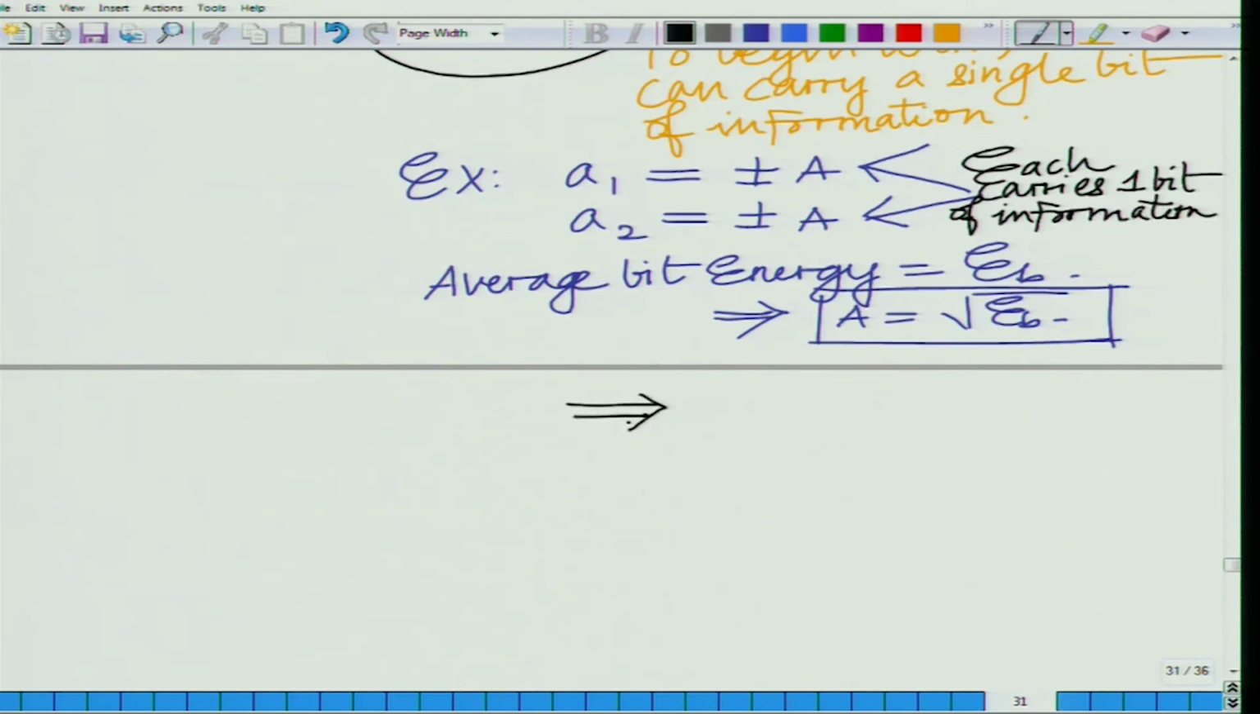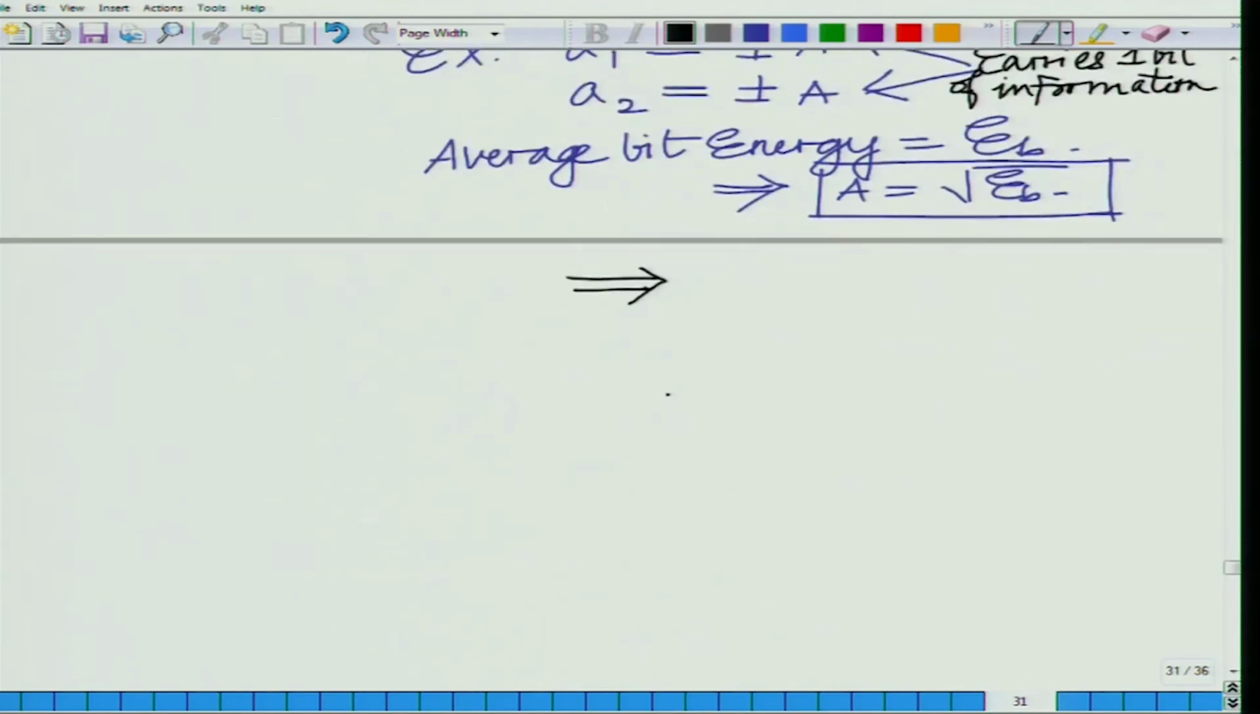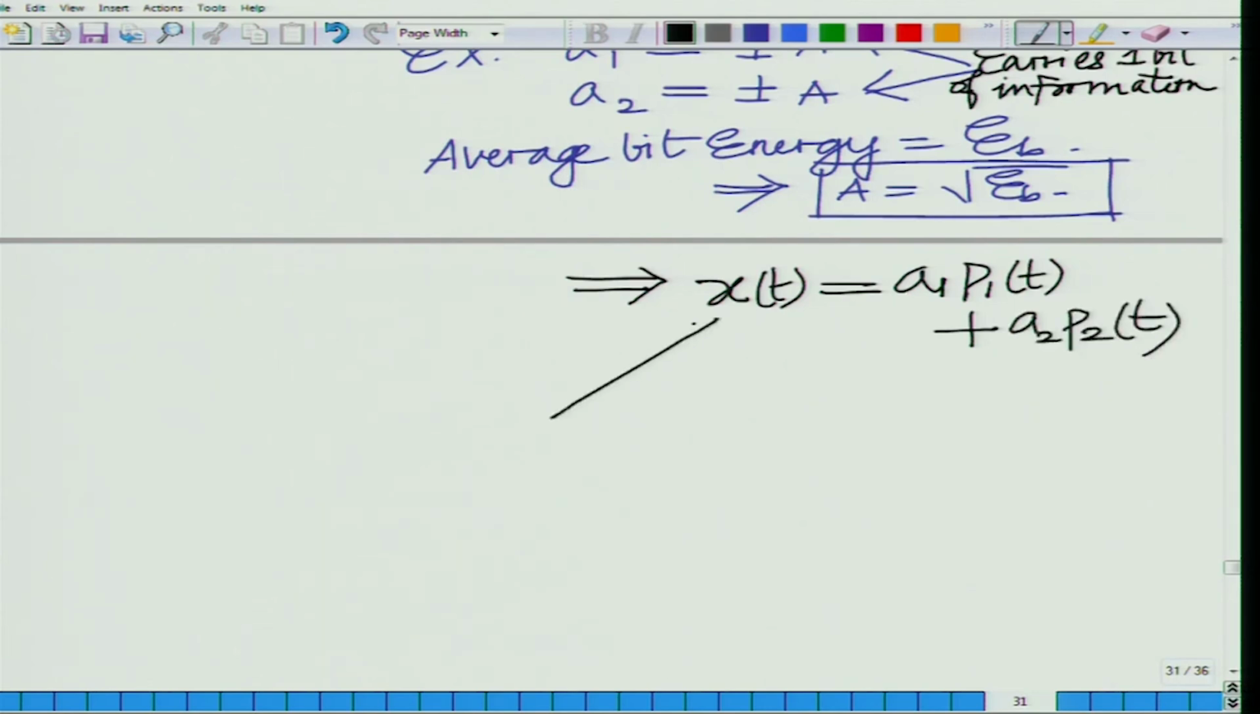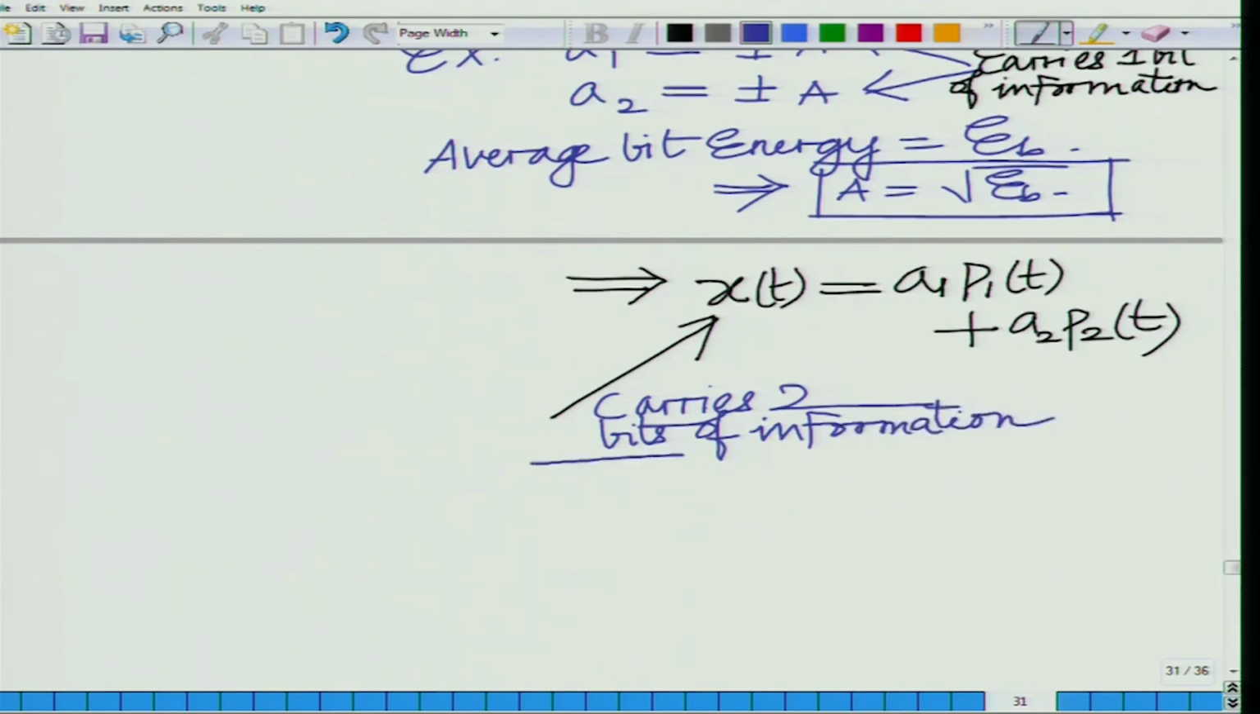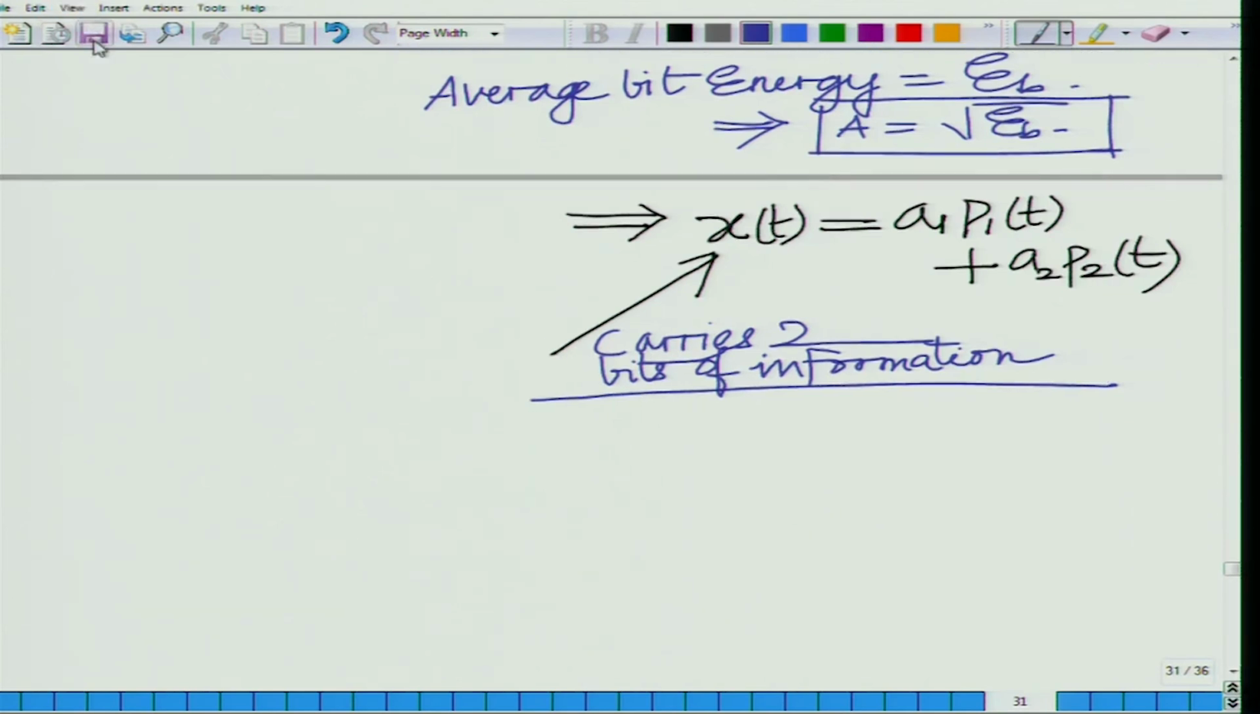This implies x(t) equals A1 p2(t) plus A2 p2(t). Since A1 and A2 carry one bit of information each, x(t) in total carries 2 bits of information, since each of A1 and A2 carries 1 bit of information.